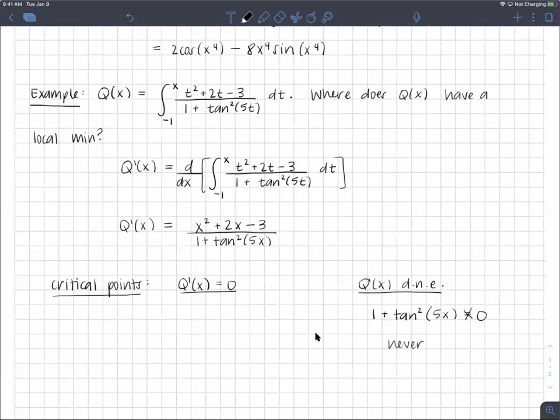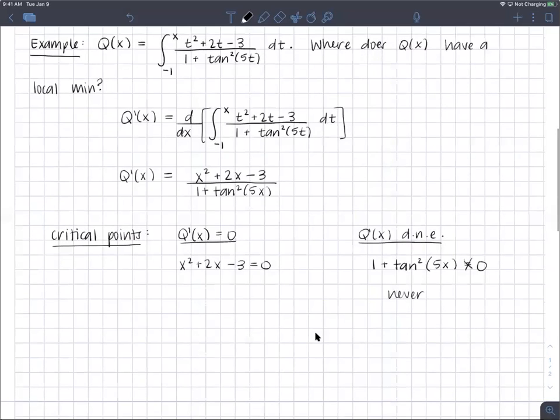And so yeah, all we have to worry about is when it's equal to 0. And so to figure out when a rational function is equal to 0, you just set the numerator equal to 0. And so here, this factors as, what is it, x minus 1, x plus 3.